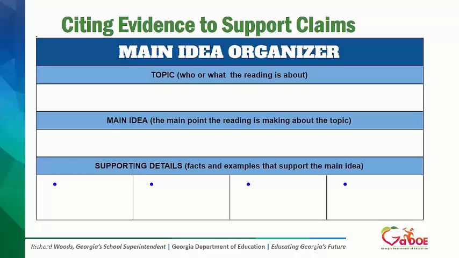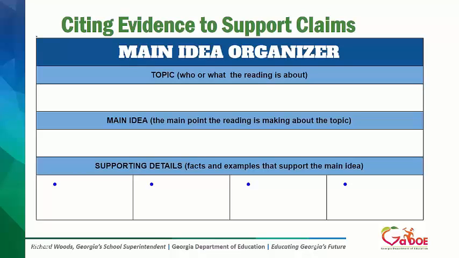So in this one, I want them to read an article. It is this main idea organizer, and this can be used to gather supporting evidence on an informational or argumentative claim. So it can be used for either one of those.